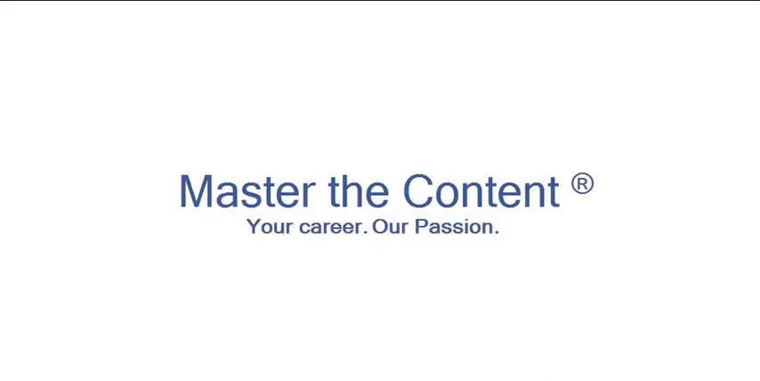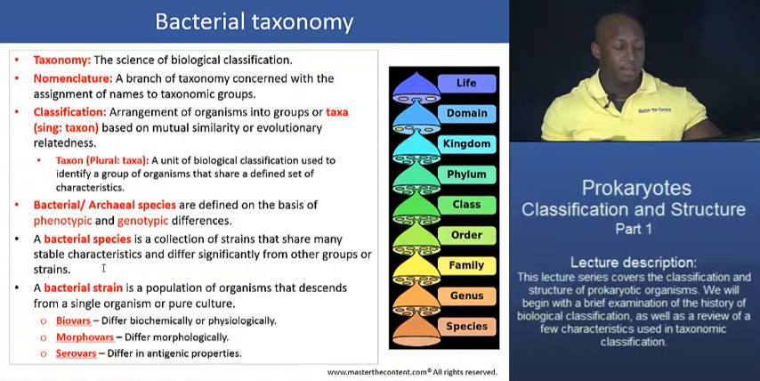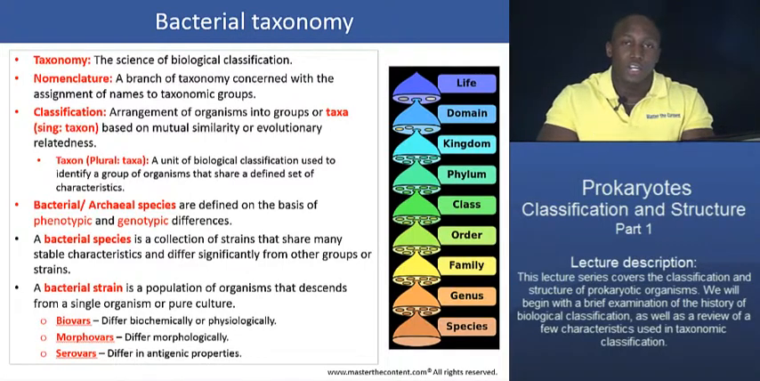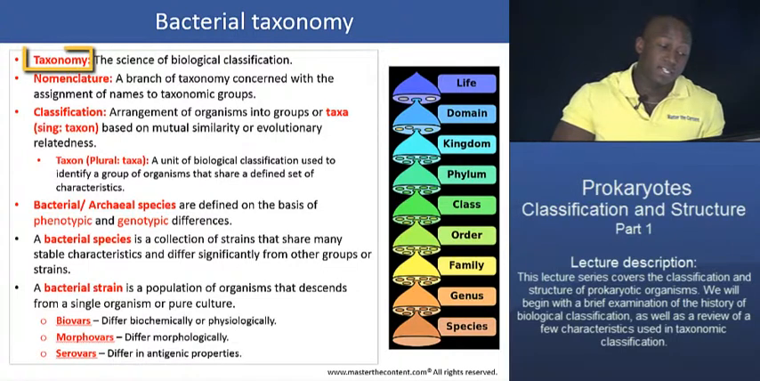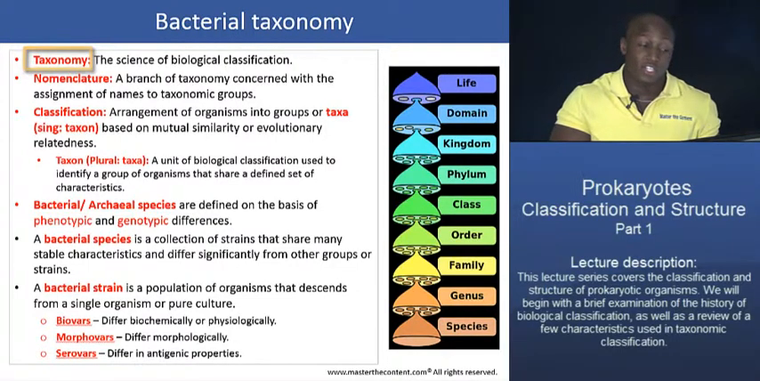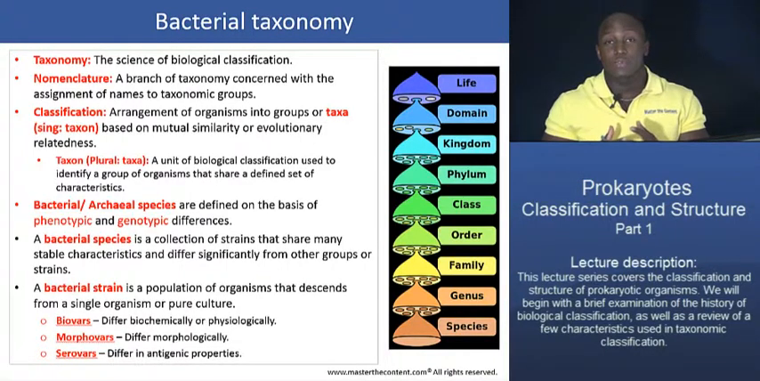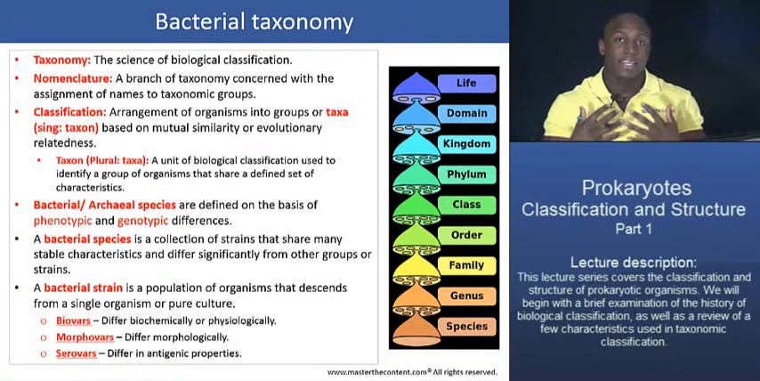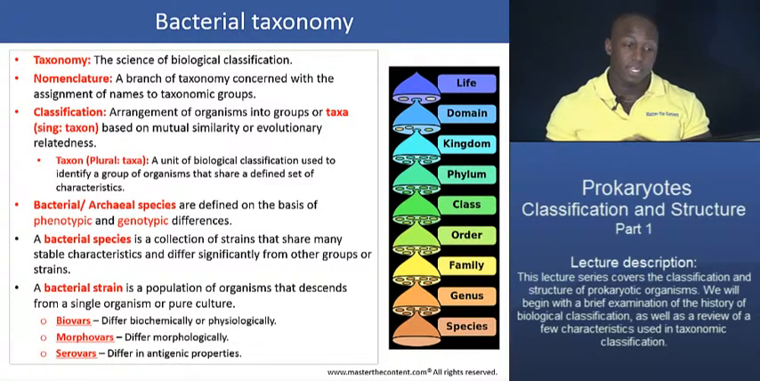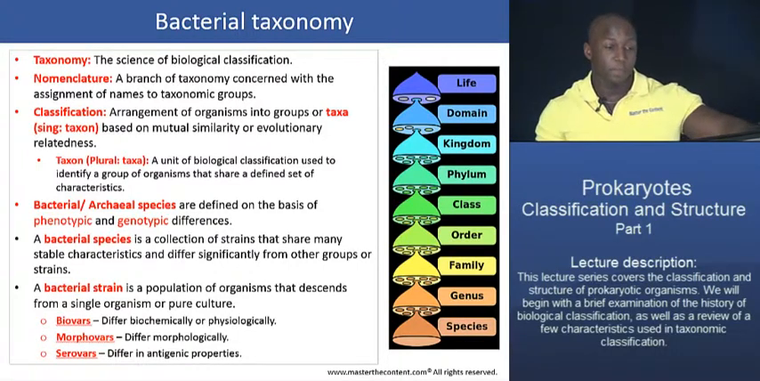Your career, our passion. I'm going to start off by reminding you, or jogging your memory, on a few important taxonomic terms. Taxonomy is basically the science of biological classification. It's the science of defining groups of biological organisms based on the characteristics that they have in common and giving those groups names. Nomenclature is a branch of taxonomy that's concerned with the assignment of these names, in agreement with published rules.